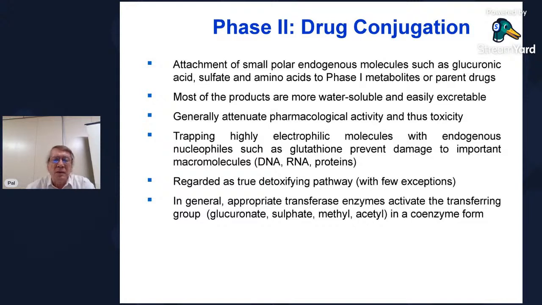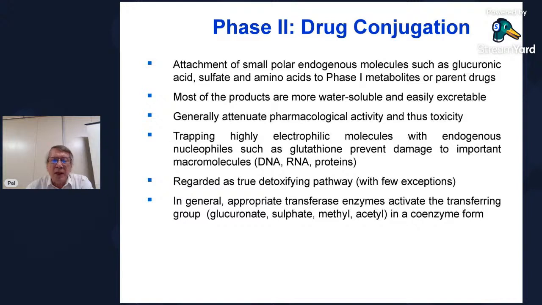In the phase 2 drug conjugations, attachments of small polar endogenous molecules such as glucuronic acid, sulfate, amino acids bind to the phase 1 metabolites or the parent drugs. Generally, the pharmacological activity and thus toxicity is attenuated, and trapping highly electrophilic molecules with endogenous nucleophiles such as glutathione prevents damage to important macromolecules. That's one of the most important biological functions of glutathione conjugations.